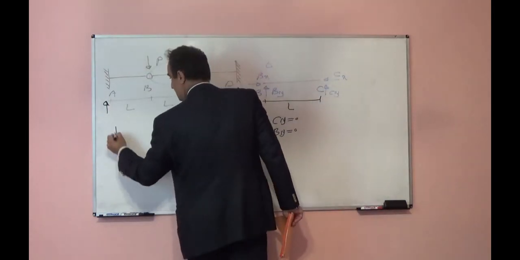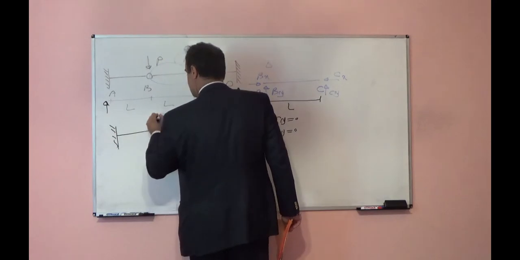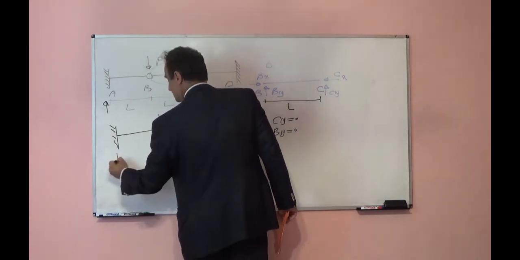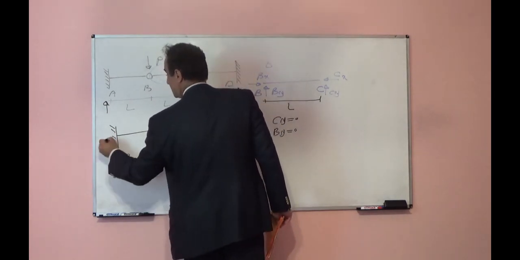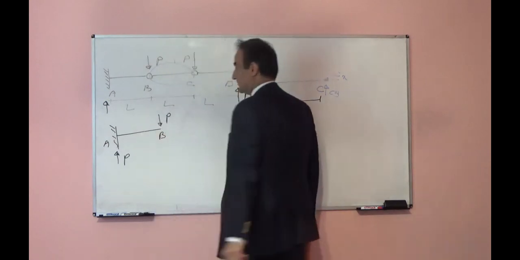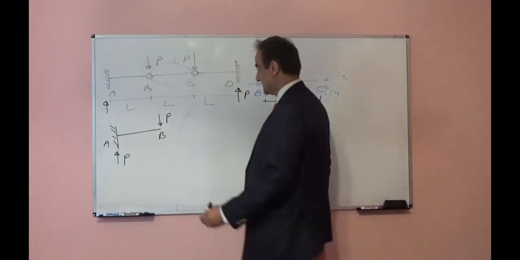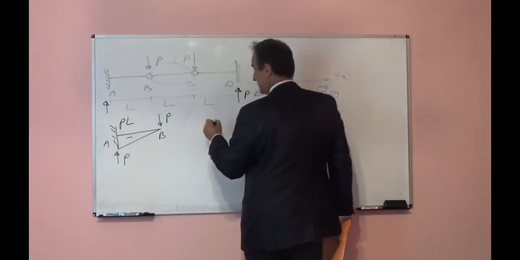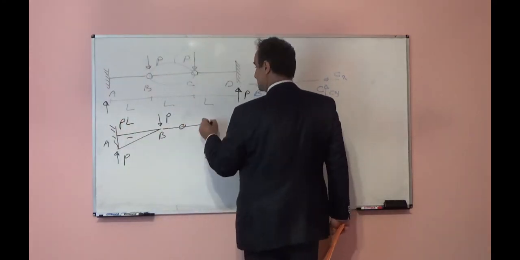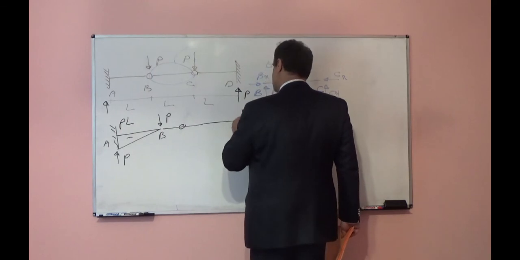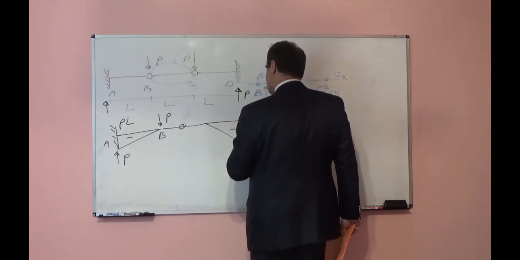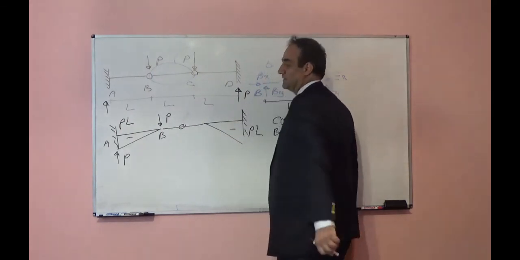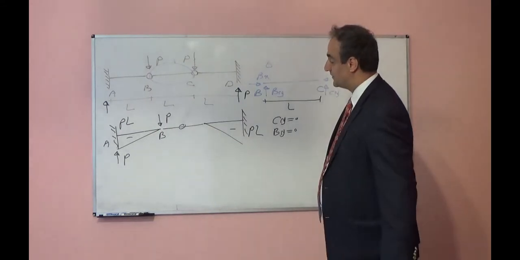So if you look at one part only, it is like this. This is P, this is P, A, B. This is a cantilever beam. And the moment diagram for this, we know, is negative PL. The BC part is 0. Again, the CD part will be negative PL. This will be the moment diagram.